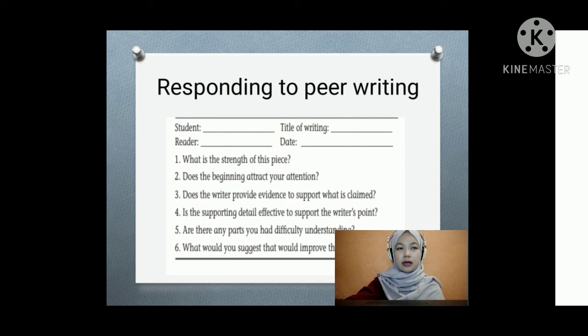You can see on this slide the form for responding to peer writing. There are the student, the reader, and the title of the writing, and there are some questions for the student, like what is the strength of this piece, or does the beginning attract your attention, and so on. Finally, there is the teacher's evaluation, which together with student self-assessment and peer assessment would be effective in promoting improvement in student work.